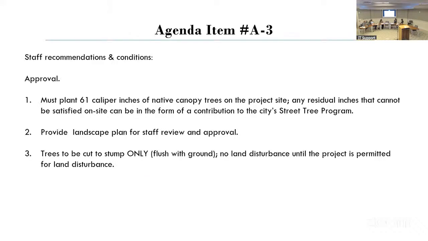So staff recommendations, working with our legal department: there cannot be any land disturbance at this time. They're working toward that with the whole archaeology study and the plan, but staff recommends approval of the trees with the condition that 61 caliber inches of native canopy trees be planted on the project site. Any residual inches could be satisfied in the form of contribution to the city street tree program, provide a landscape plan for staff approval and removal. And just to make it clear that the trees at this point can be cut to stump only, obviously very flush with the ground, no land disturbance until the project is permitted for land disturbance.